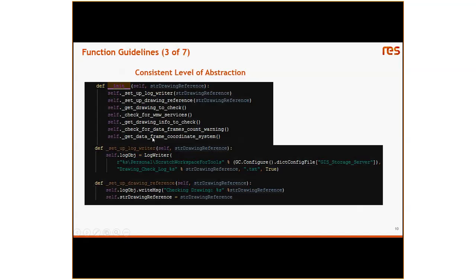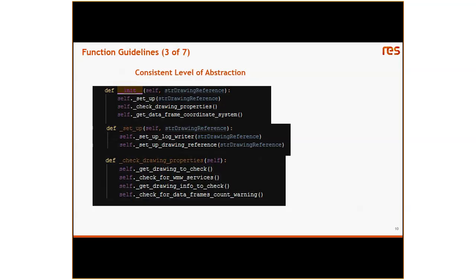And we could take this a step further as well, because we've kind of got three different sets of functionality here. The first two functions to do the setup, the next four are to do with checking, and the final one is just getting the data frame coordinate system. So we could again break it down. So we've got a top level setup function that calls those two setup subfunctions, and we've got a check drawing properties function that again calls the lower level functions.